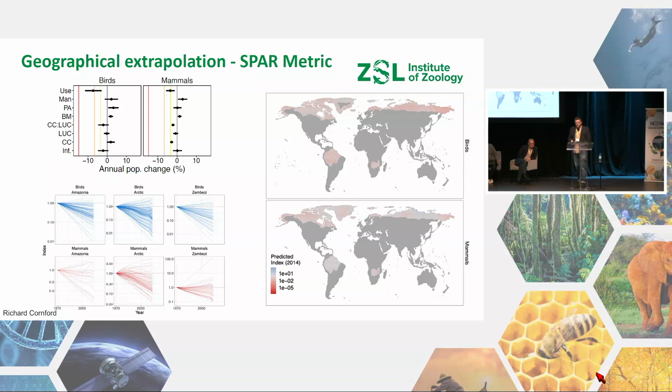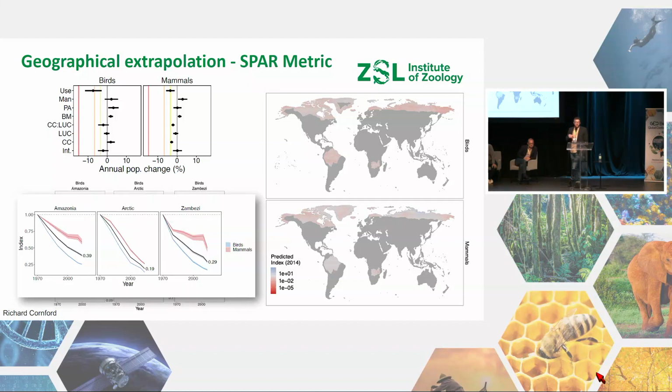What's interesting again about those models is it allows us to extrapolate them spatially. So rather than just being limited to the places where we have data, we can begin to extrapolate using maps of land use and climate what we think those populations are doing in other parts of their range. And here, for 3 example places, the Amazon, the Arctic, and the Zambezi, we've explored what those populations might be doing in places where we have quite poor data. And so we can produce LPI-like trends for those places, even though we don't have data for there.